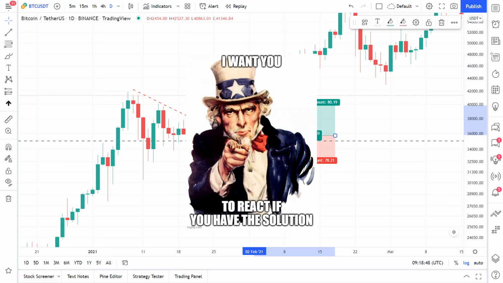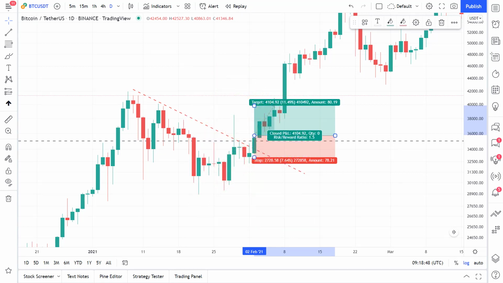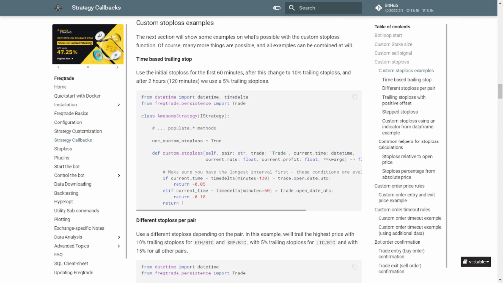But maybe there is a viewer that can help us by commenting below and pointing us to some information or code that we can use to make this kind of setup. Anyway, this is not to say that this custom stop loss function is totally useless at the moment, as we will go over some examples. For now, let me first explain to you the workings of the Freqtrade custom stop loss functions and the ways you can use this in your trading strategy.